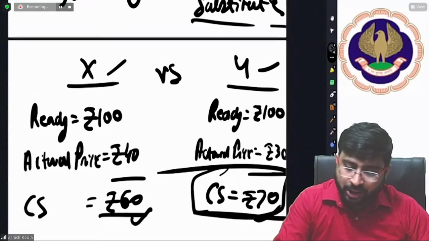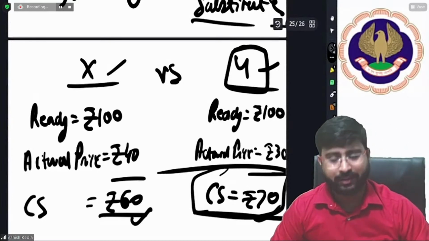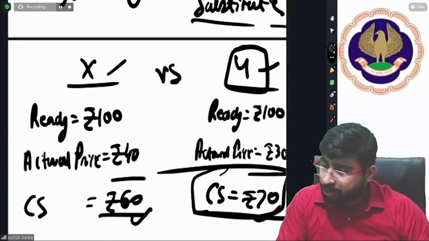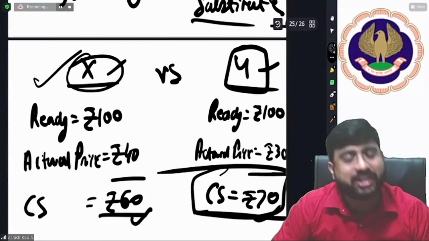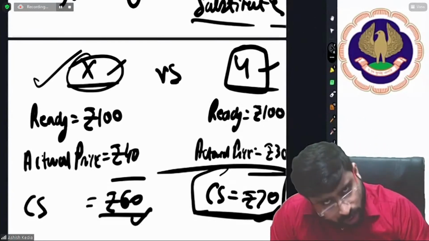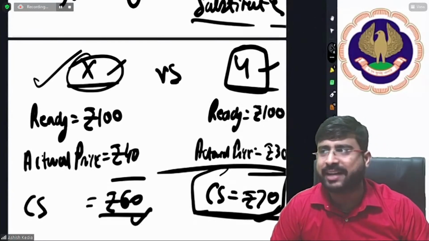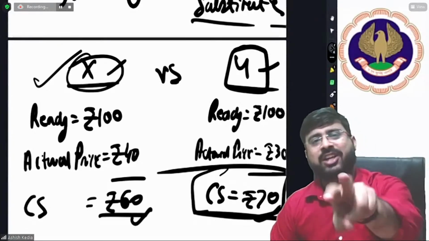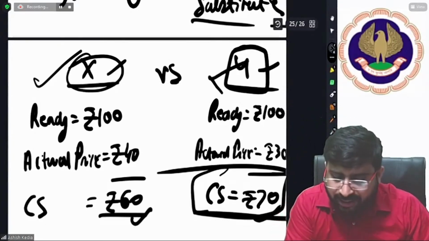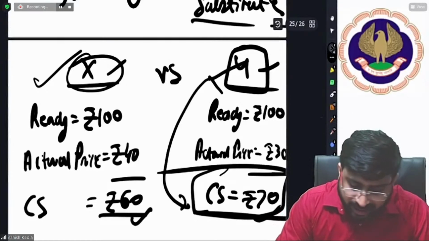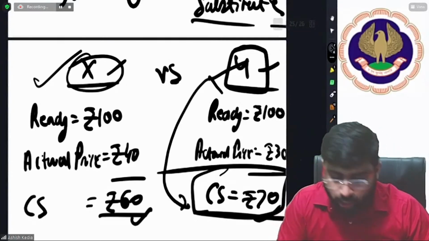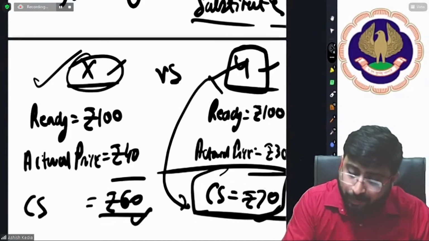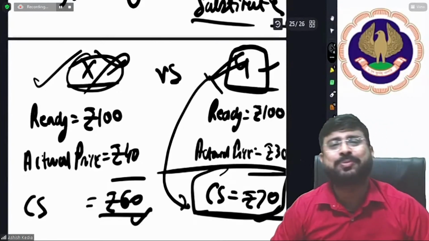And therefore the consumer will go for commodity Y. And this is what I am saying. Despite there being consumer surplus in commodity X as well, which gave greater consumer surplus? Commodity Y. Since commodity Y resulted in greater consumer surplus, the consumer went for commodity Y and not for commodity X.